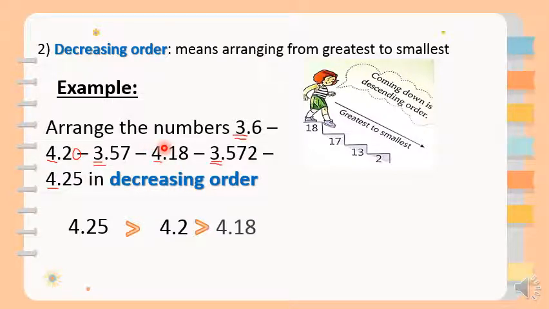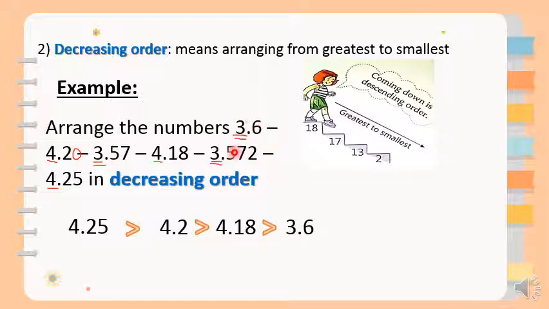Then we have the decimal number having 4 as a whole part. So this is the next one, 4.18. Now we still have 3 decimals to compare. They have the same integer part or the same whole part. So we continue comparing digit by digit. Here we have 6, here we have 5, and here we have 5. So the greatest one is 3.6.